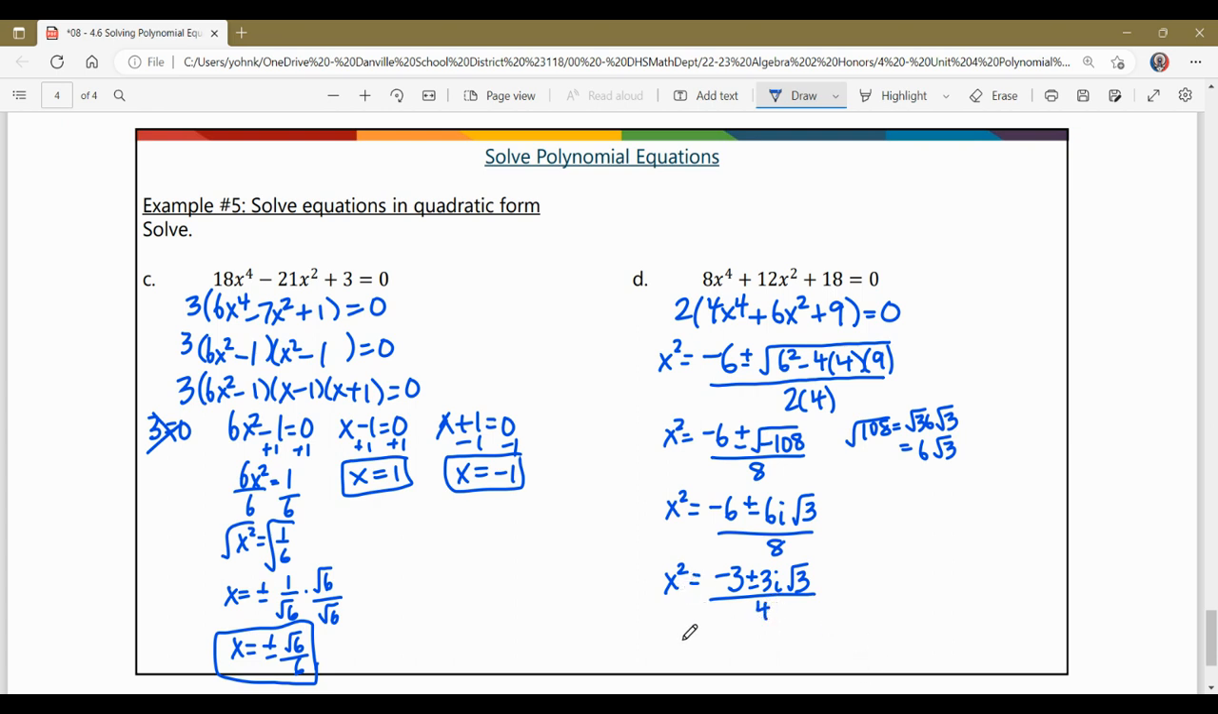And then I want x, so I square root it, plus or minus the square root of -3 plus or minus 3i root 3 over 4. And well, I can do the square root of 4. So plus or minus the square root of -3 plus or minus 3i root 3 all over 2. That is super ugly.